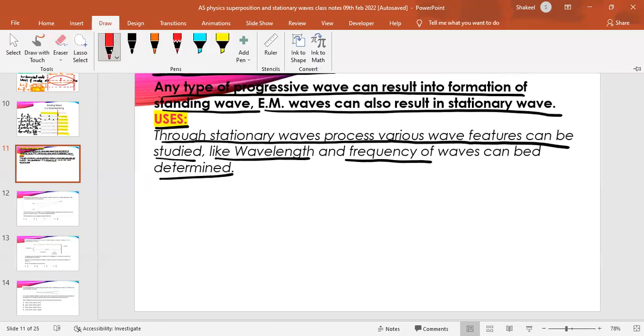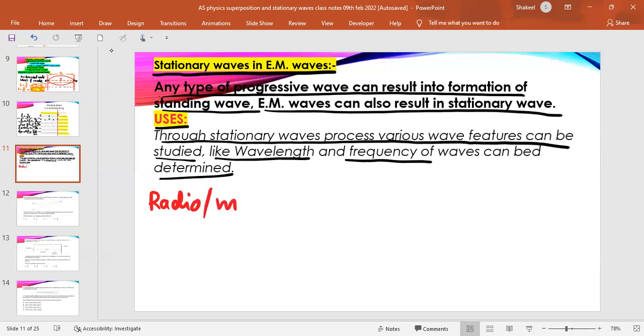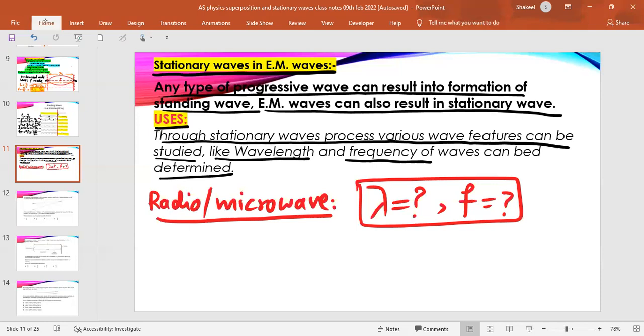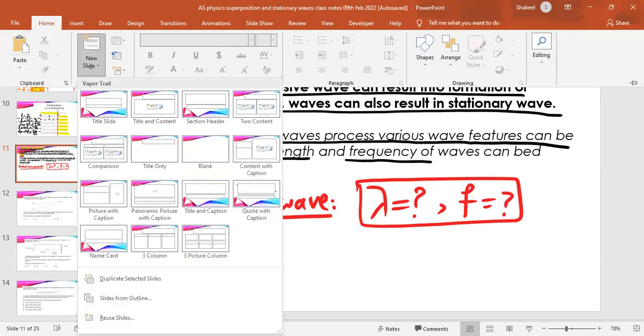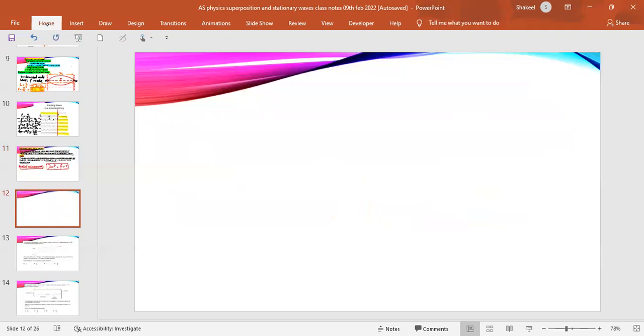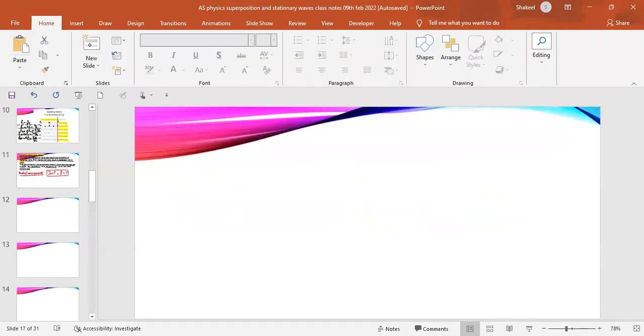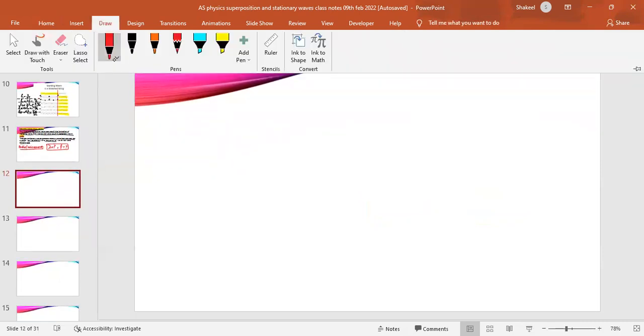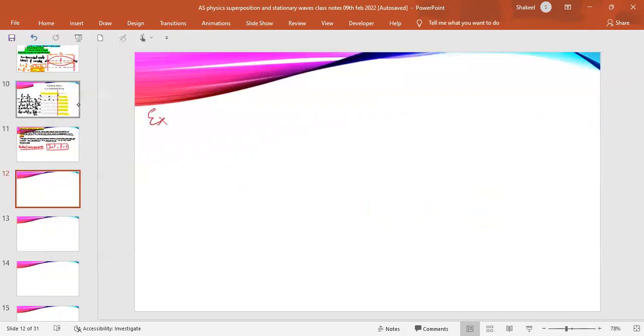So let's say we have electromagnetic wave as radio or microwave. Our task is to find its wavelength and then its frequency. So we will use this standing wave method to measure the wavelength and frequency of the standing waves. Okay, let me tell you the method about it. First, we have to look for the experimental setup.